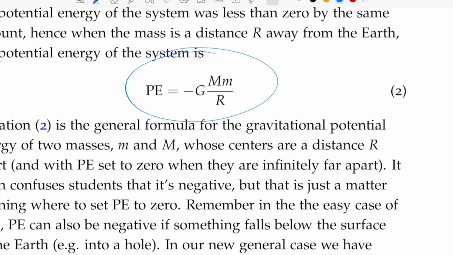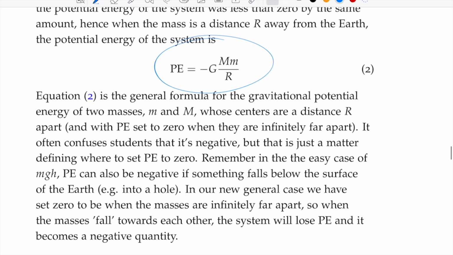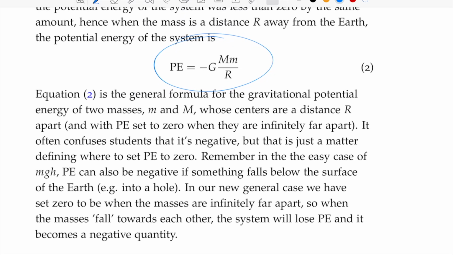So you get this formula showing us that the potential energy is negative when those two masses are bound to each other, when they're close to each other. We have this amount of potential energy in that system, and it's only when they're infinitely far away from each other that there's 0 potential energy. It sometimes confuses students that this energy is negative, but remember, in the MGH case, it could also be negative, all depending on where your reference point is. Okay, so let's work on some exercises.